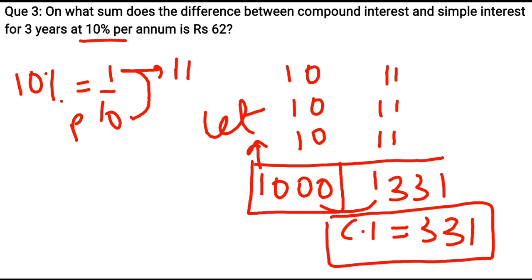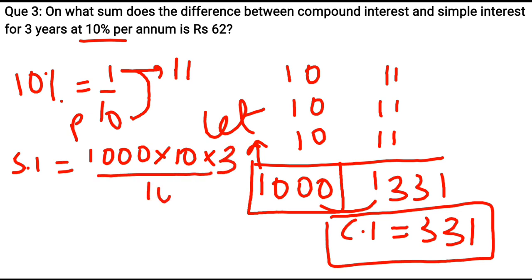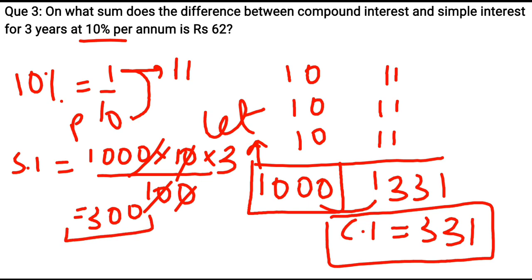Now, what is the simple interest on this 1000? Simple interest is very easy to find. It is PRT upon 100. Principal, rate, time is 3 years upon 100. So it cancels and it is 300. Now what does this mean? It means simple interest is 300, compound interest is 331. So what is the difference here?